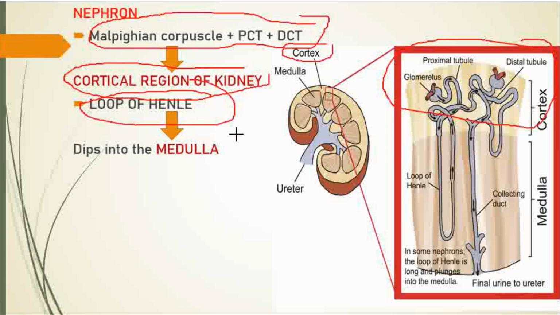And loop of Henle பொறுத்த வரைக்கும் it dips into the medulla. So you can see loop of Henle in the medulla. So இதில் collecting duct இருக்கு. ஸோ இந்த collecting ductல நான் சொன்னல, collecting duct வந்து they open into the renal pelvis. So this part, இதுக்குள்ள open ஆகும் அந்த collecting duct.